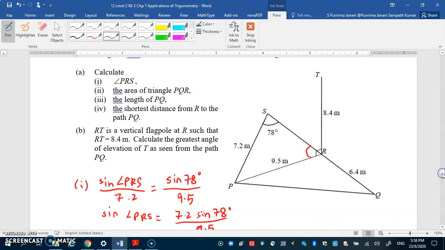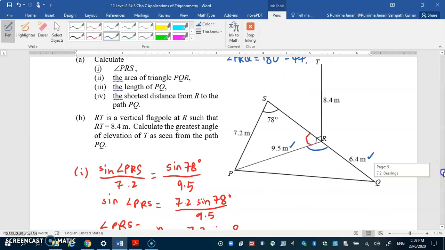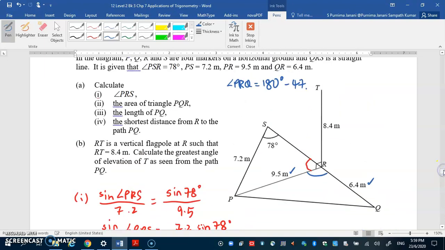of triangle PQR. PQR is this obtuse angle triangle here. You already have the two sides 9.5 and 6.4, but you need the angle in between. So to find the angle in between, let me just write it here. Angle PRQ is equal to 180 minus 47.845 degrees. Luckily we wrote the 5 SF just now, right? The reason is adjacent angles on a straight line.